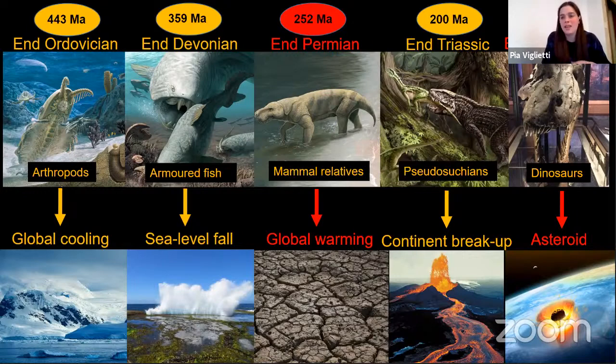But the end Permian takes top spot, being often referred to as the mother of all mass extinction events, based on total species losses, which is estimated to be about 90% of marine species and 70% of land species at the time. So a really big mass extinction.